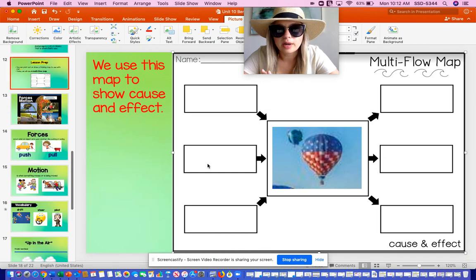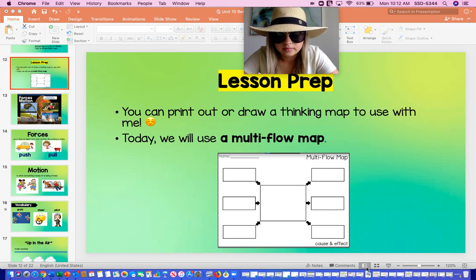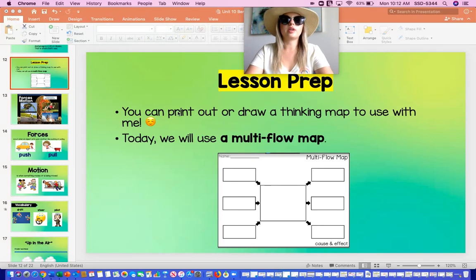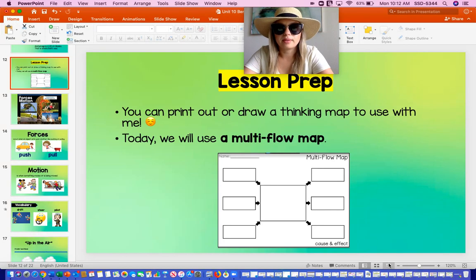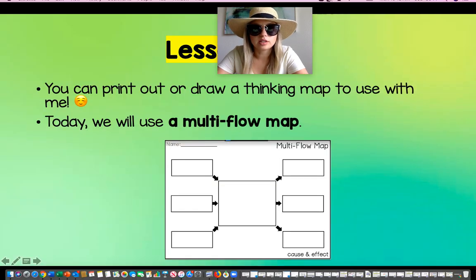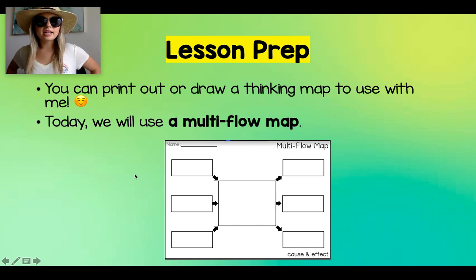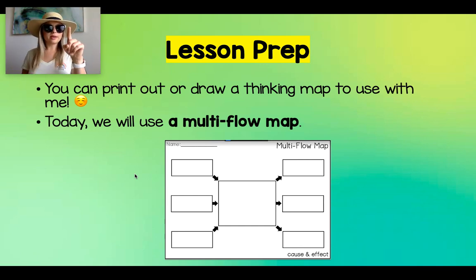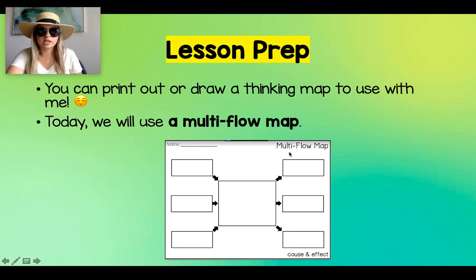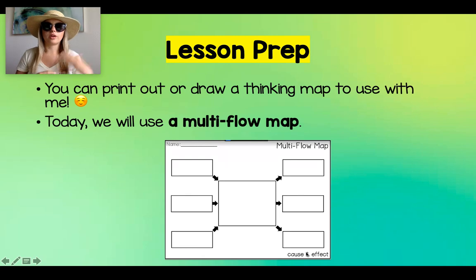So, to prep for our lesson, you're going to need a MultiFlow map, and this is actually the first time we've ever used a MultiFlow map. So, mom and dad could go to Class Dojo, go to Thinking Maps with the light bulb, and if you scroll down, you'll find the MultiFlow map. It looks like 3 boxes that are pointing to a big box that are pointing to 3 little boxes. We use this type of map for cause and effect, but we'll check that out later today.